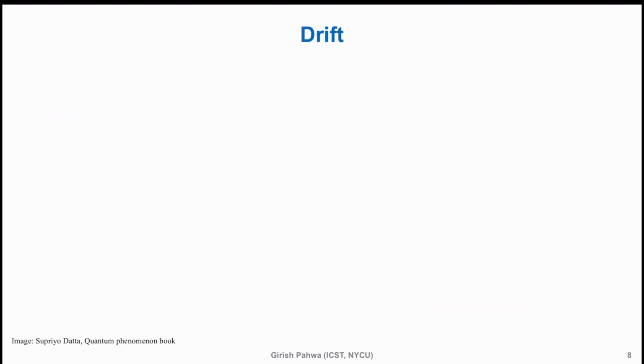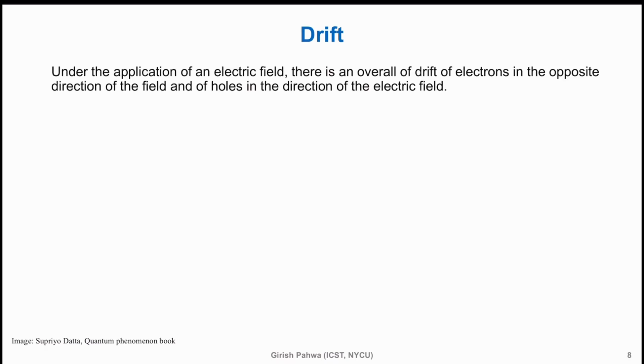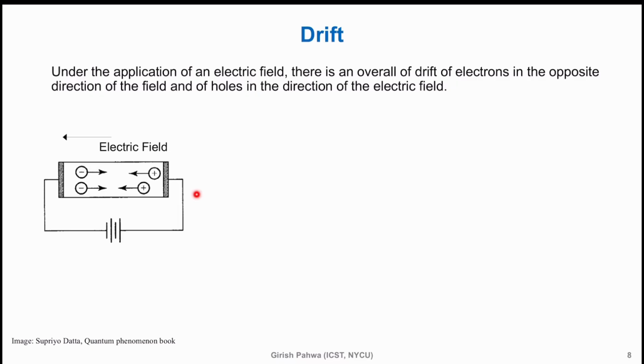So there is a term called drift. Drift of electron. So what is that drift? When you apply the electric field, electrons start to move in the opposite direction of the electric field because the force acts in the opposite direction. It's a negatively charged particle, and for the hole, the force acts in the direction of the electric field. So electron will move in the opposite direction, hole will move in the direction of the electric field. That's how the motion will look.